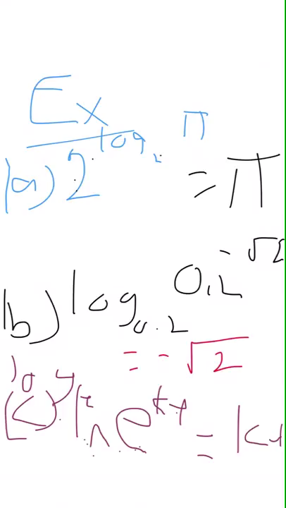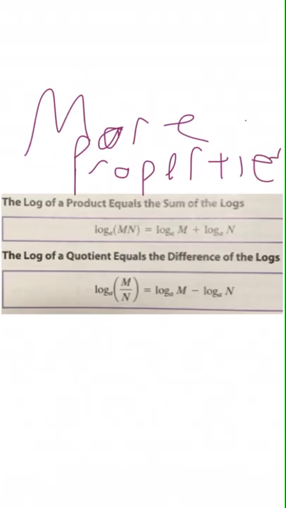Alright, here are some more properties of logarithms that you might need to know. If you have log base a of 2 things being multiplied on the inside, m times n, that's just equal to log base a of the first thing, m, plus log base a of the second thing, n. And if you're dividing, you can split them into separate logarithms and just subtract them.